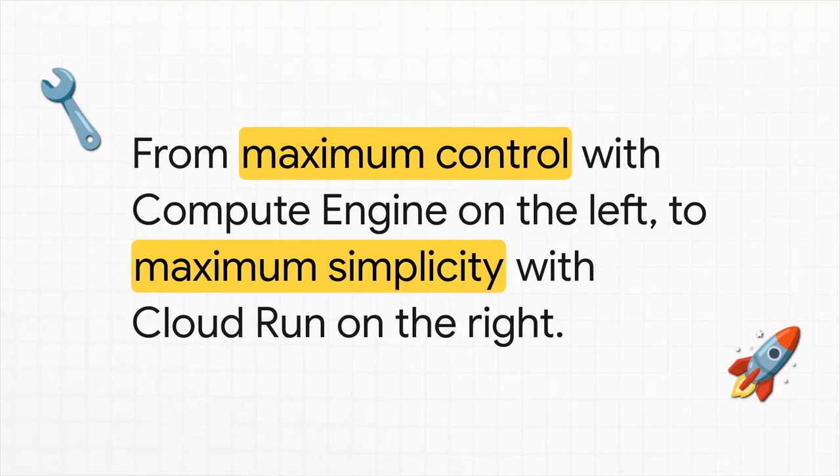And here it is. This is the big idea, right here. On the far left, you've got maximum control with Compute Engine. Think classic virtual machines. And then way over on the far right, you have maximum simplicity with Cloud Run, where you pretty much just bring your code, and that's it. We'll see how other super powerful services like GKE fit perfectly right in the middle. This line, this spectrum, it's going to be our guide for everything else.